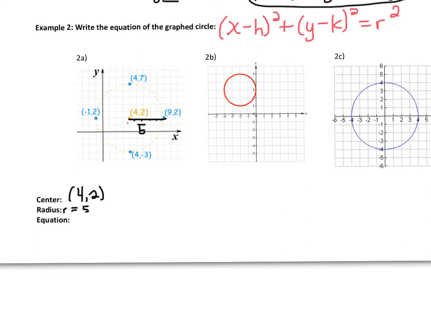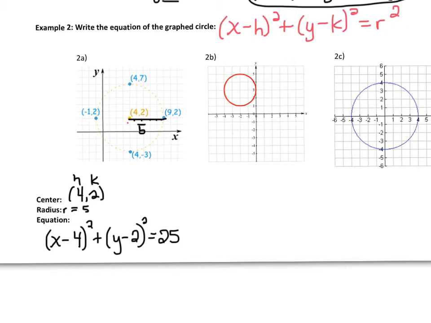And now we can plug it into the equation. X minus, here's h, here's k. So it'll be (x − 4)² + (y − 2)², and it'll equal 5 squared. Let's see what we can simplify. Looks like the only thing we need to simplify is this 5 squared. Instead of rewriting it, I'm just going to go ahead and put that it equals 25.